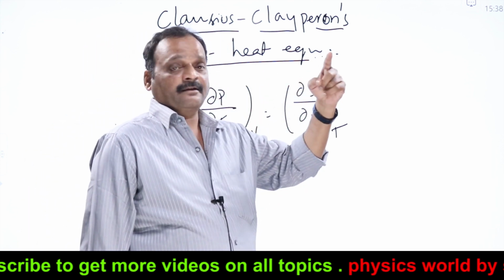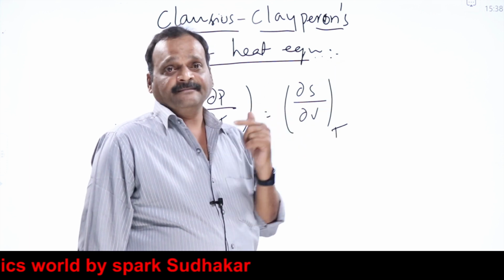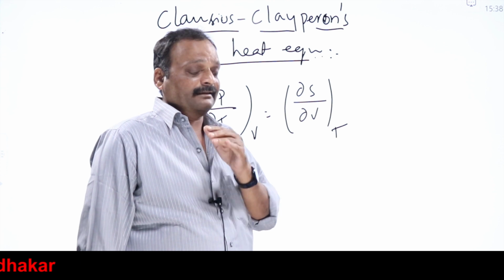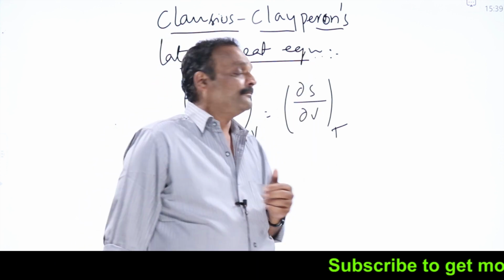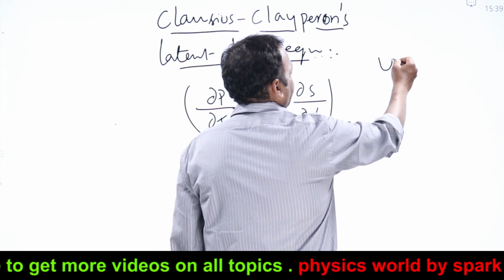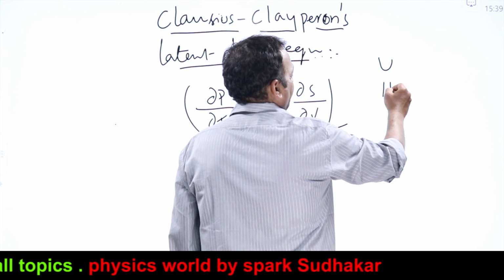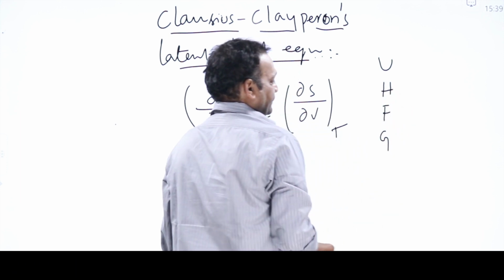First equation is based on internal energy. Last equation is based on Gibbs free energy. Second and third equation, there is no specific order of Maxwell's equations. First equation of course comes from that internal energy concept. Second one we have taken from enthalpy. Third one is from Helmholtz free energy. Fourth one is from Gibbs potential.